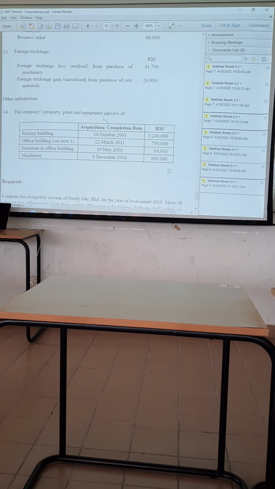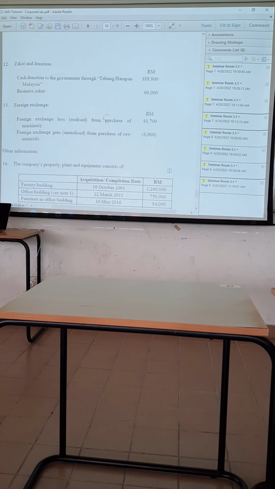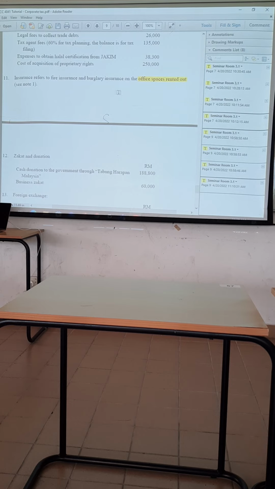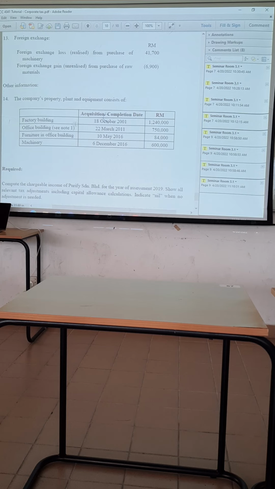So there are two items which are allowed just now. The first one I think is allowed on the maintenance. The second one is on the fire. Isn't it? Yeah, insurance, fire insurance and burglary insurance. The insurance against your rental income. So once you have gross minus allowable expenditure, you have adjusted income from rental. Then only you minus capital allowance on these two items. These two items, office building and furniture in the office building.